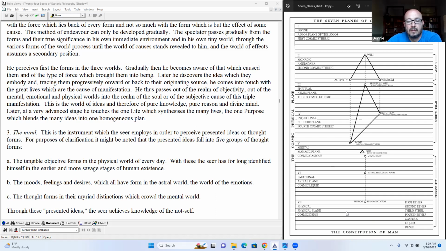All right. We're talking about the physical plane stuff. That's what the seer has for long identified himself with, basically at one with the body at that point, right? And then with B, we have the moods, feelings, desires, which all have form in the astral world, the world of emotions. All right, this is the playground of the gods. This is where anything can be anything. This is where people can believe whatever they want and call that their truth. This is your truth and my truth, and they can be different. I'm going to live mine and you do you.